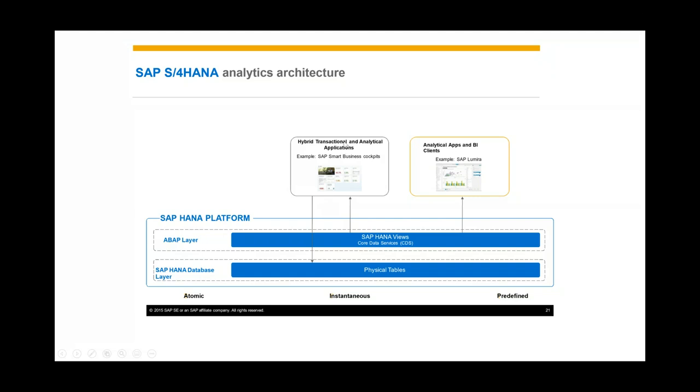Look at this picture. When you're looking at your transactional and analytic applications, hybrid, your cockpits and all that, it goes to tables and fetches the data. But when you're going to your business analytics, then it is normally reading the data from the HANA views. That is the architecture and how the SAP HANA platform looks.